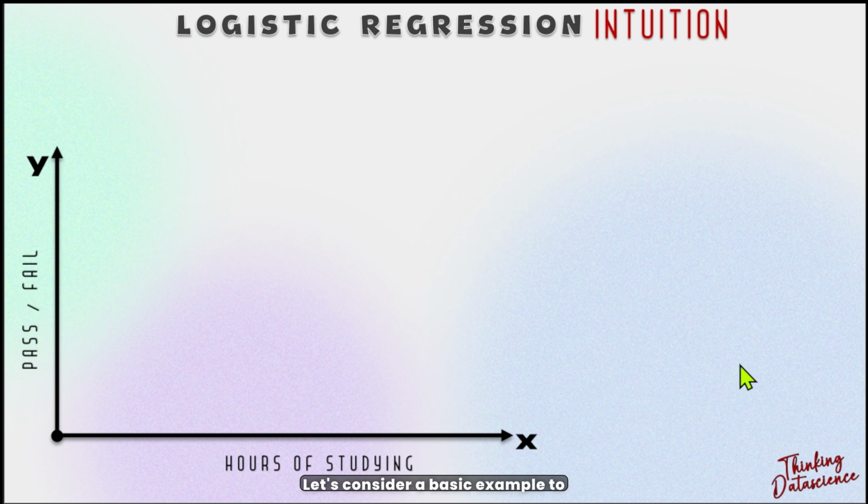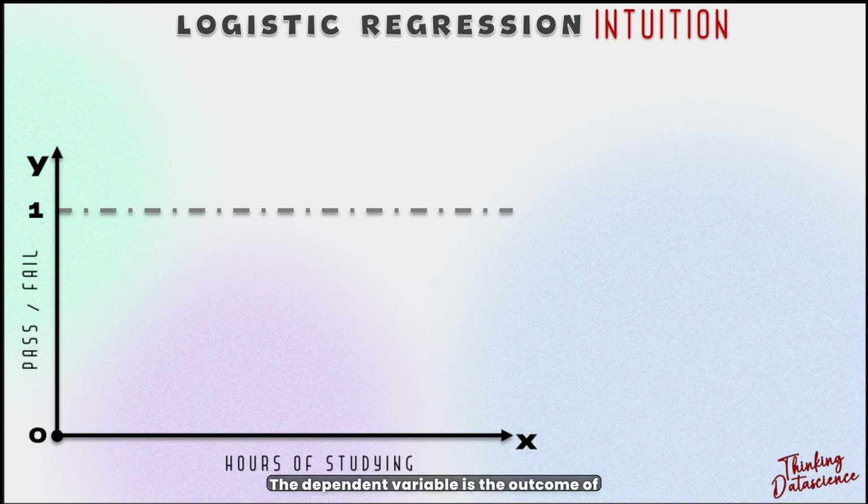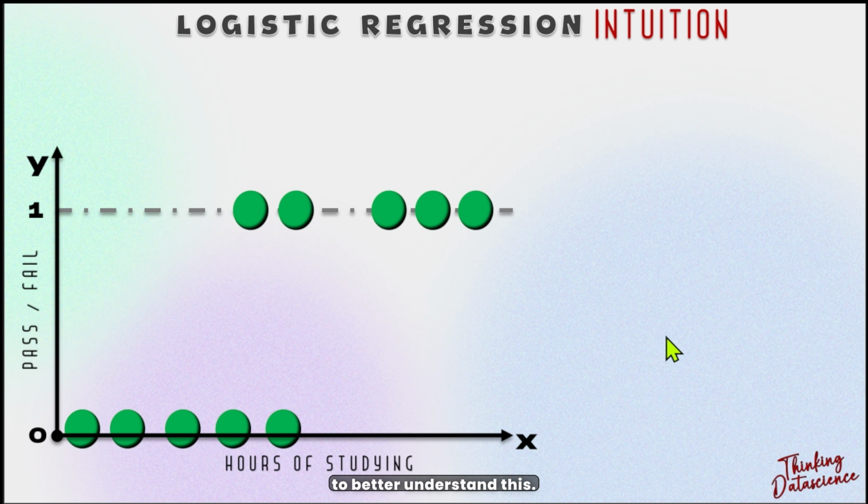Let's consider a basic example to illustrate the concept. The independent variable represented on the x-axis is the number of hours of studying, which can vary from 1 to several hours. The dependent variable is the outcome of the exam, which is classified as pass or fail, labeled as 1 and 0 respectively. So on the x-axis, we'll plot the hours of studying, and on the y-axis, we'll plot whether the student passed or failed the exam. So let us plot some points to better understand this.